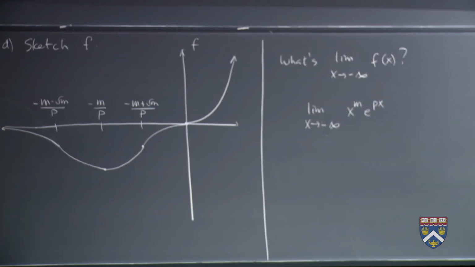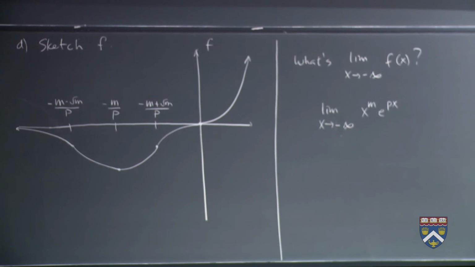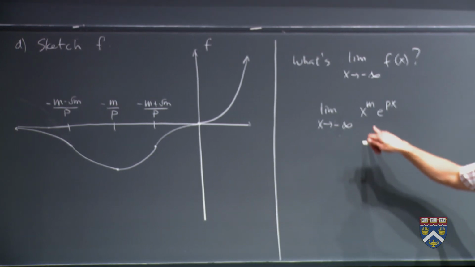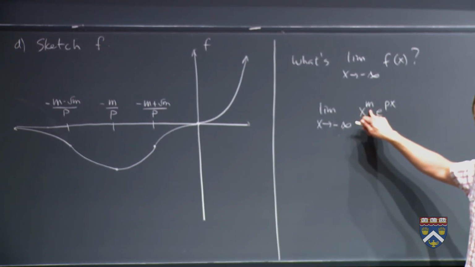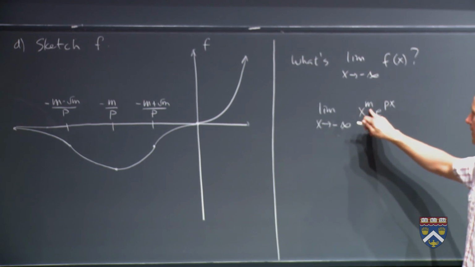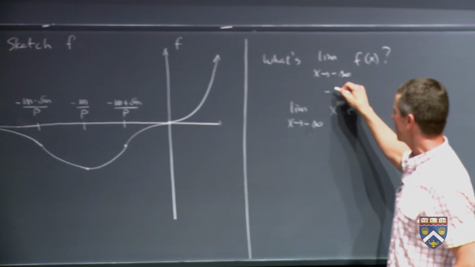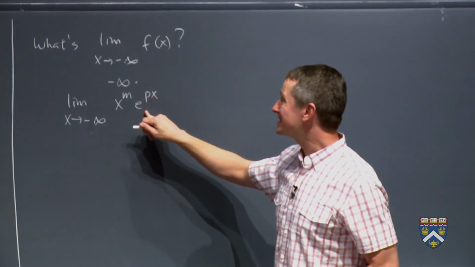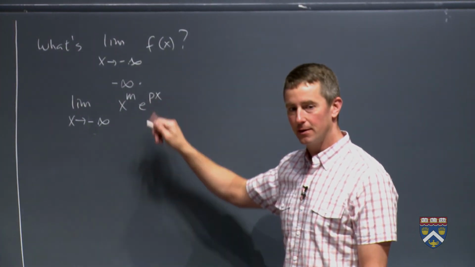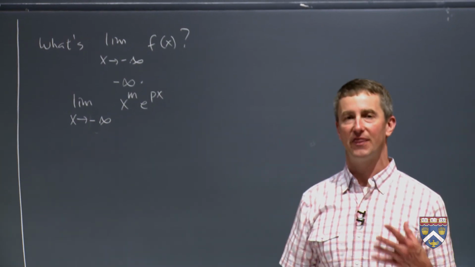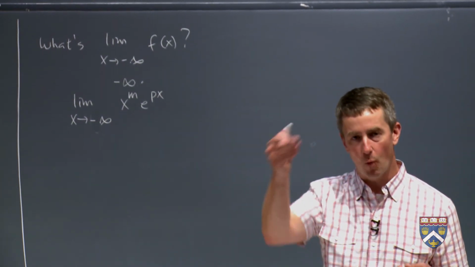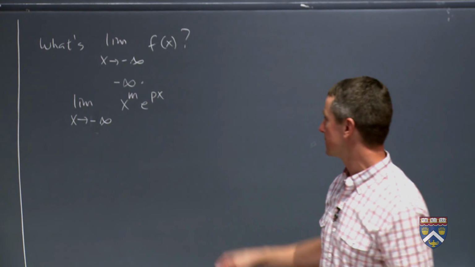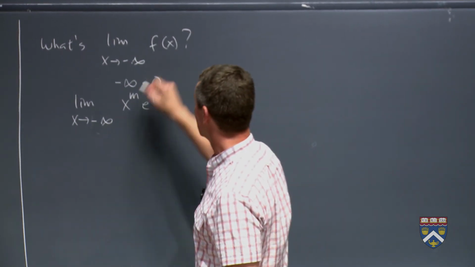This is actually an indeterminate form. Not one of the indeterminate forms that we've already looked at, but it is. If I'm taking a huge negative and raising it to an odd power, this part here is going to negative infinity. P is positive, so this is e to a huge negative. If you imagine e to the negative 1,000, that's the same as saying 1 over e to the 1,000. So this is going to 0.